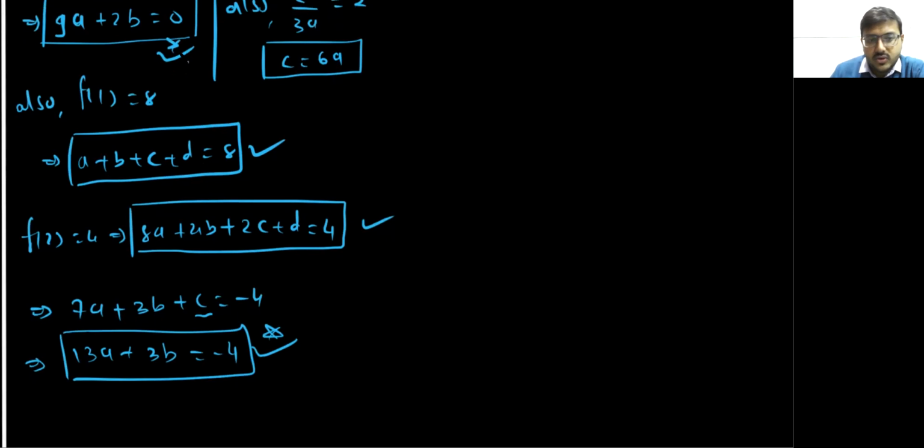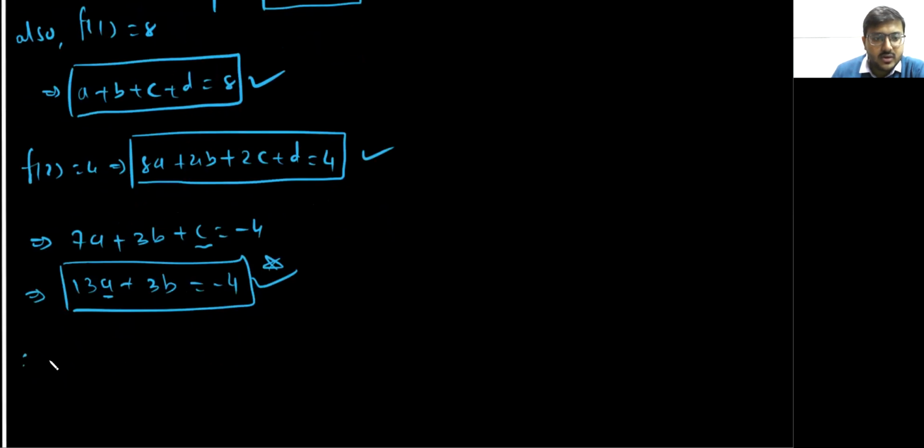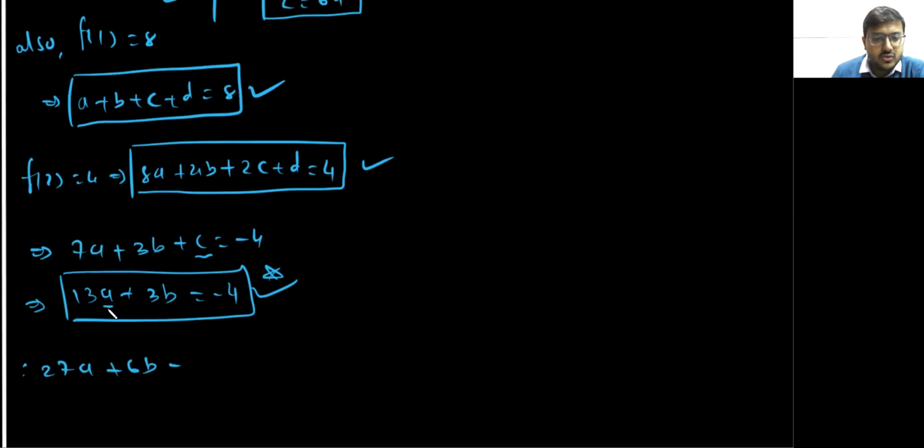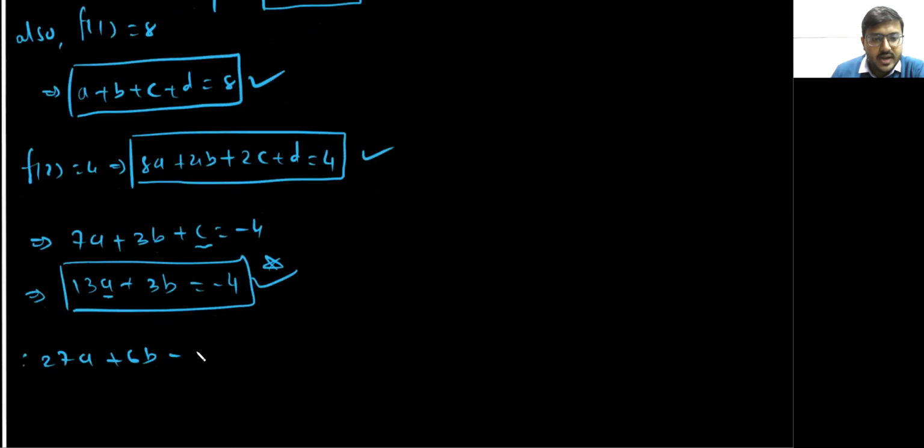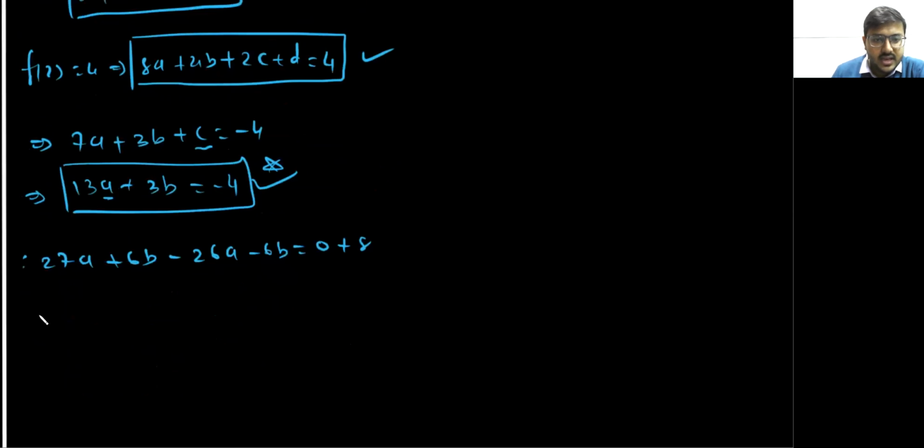So to do the elimination, I will multiply this with 3 and this with 2. So 3 times gives 27a plus 6b, minus 2 times gives 26a minus 6b equals 0, and minus minus plus, as I multiply this with 2, I will get 8. So hence I will have a equals 8.